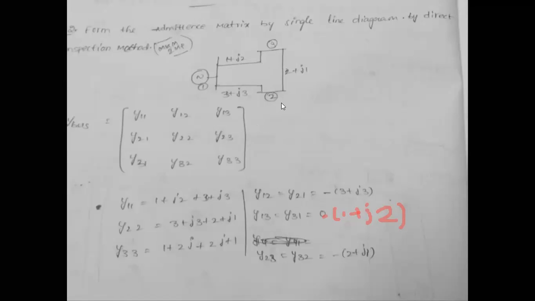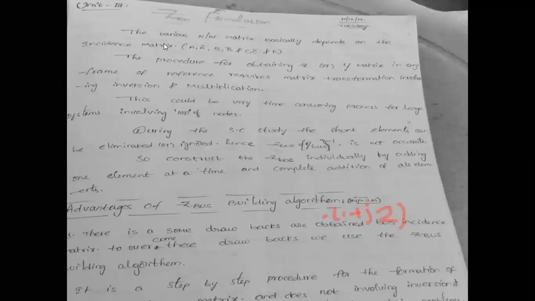There is a connection between 2 to 3 or 3 to 2, that is minus of 2 plus j3. This is the formation of the Y-bus matrix by using the direct inspection method. This is the Y-bus matrix. This is the complete first unit.